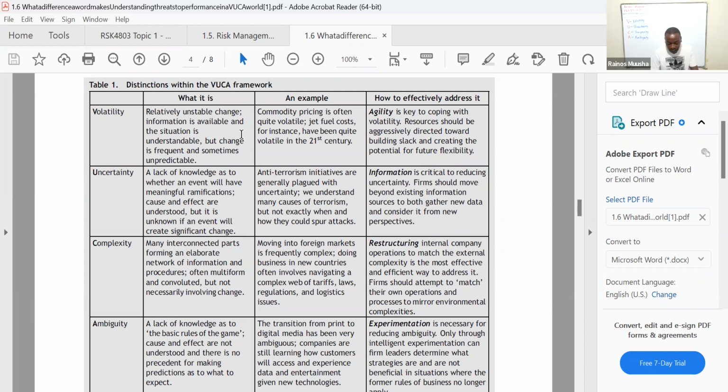So when it comes to how to effectively address a situation of uncertainty, they say information is critical to reducing uncertainty. Firms should move beyond existing information sources to both gather new data and consider it from new perspectives as well. Are there any questions so far when it comes to the situations of volatility and uncertainty? Any questions?